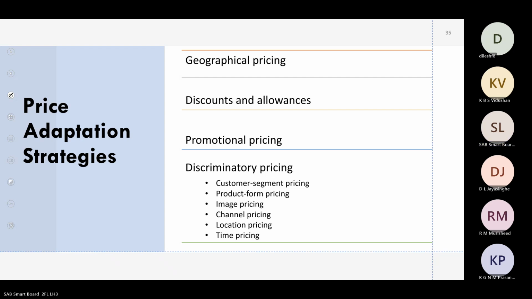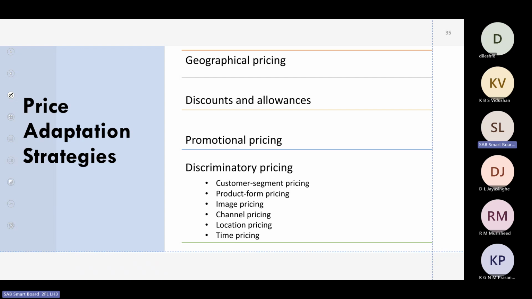Then the price adaptation strategies. We have several price adaptation strategies: geographical pricing, discounts and allowances, promotion pricing, and discriminatory pricing. We'll discuss these one by one. The first one is geographical pricing. Geographical pricing means that for the same product in different geographic regions, customers pay different prices. That is what happens in geographical pricing.